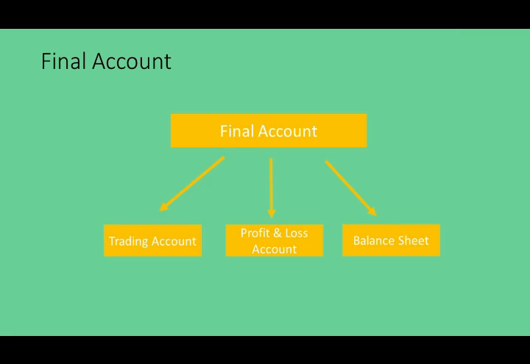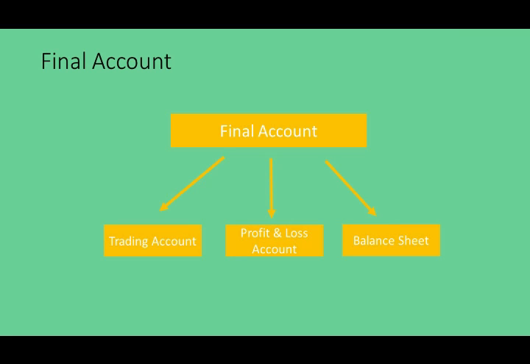Classification of final accounts. The final accounts can be classified in the following categories: trading account and profit and loss account. Trading account. Trading account is the comparison of sales and purchases. This account is prepared to determine the amount of gross profit or gross loss on sales. Profit and loss account. Trading account shows the gross profit, which is the difference of sales and cost of sale.